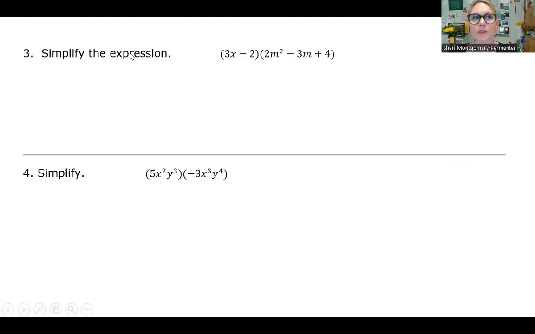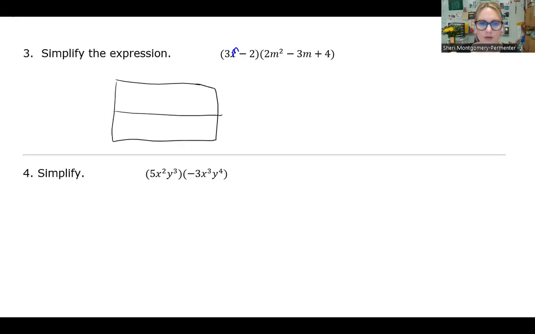Moving on, simplify the expression. This one means I need to multiply. This was not supposed to be a different variable. It was supposed to be an m. On your quiz, they're all the same. This is supposed to be an m. They should be an m. It should be an m. To do this, I'm going to use a box because I feel like a box is a little bit easier. You could also use foil if you wanted to.